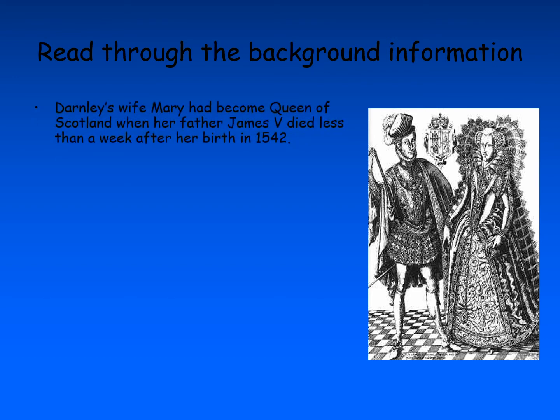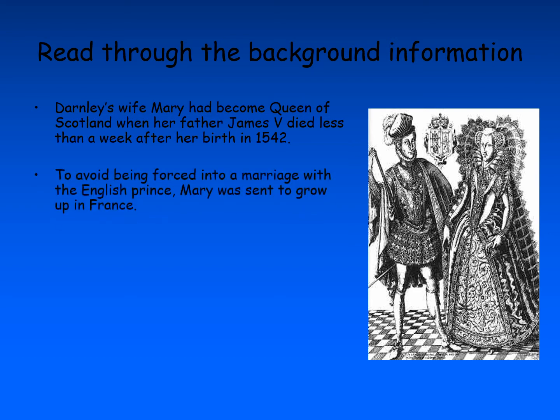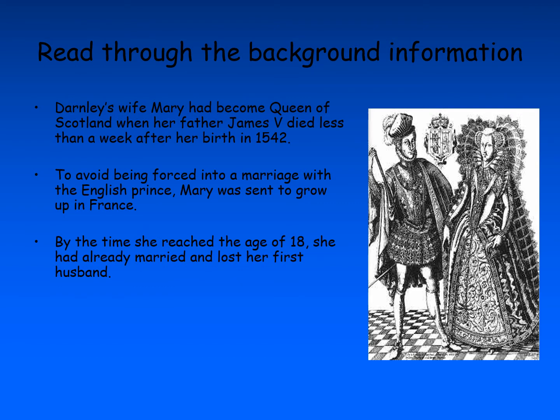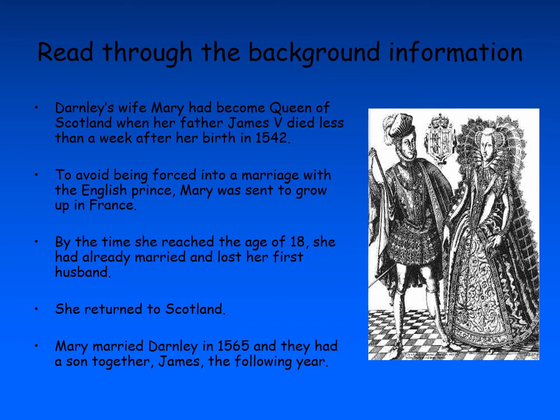Darnley's wife Mary had become Queen of Scotland when her father, James V, died less than a week after her birth in 1542. To avoid being forced into a marriage with the English prince, Mary was sent to grow up in France. By the time she reached the age of 18, she had already married and lost her first husband. She returned to Scotland. Mary married Darnley in 1565 and they had a son together, James, the following year.